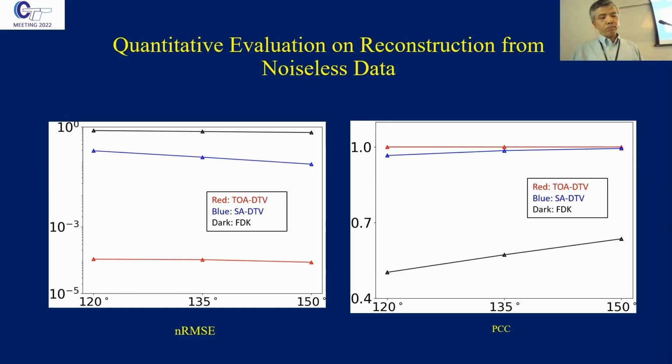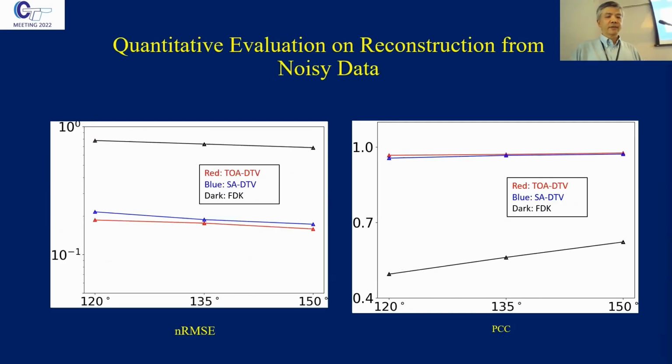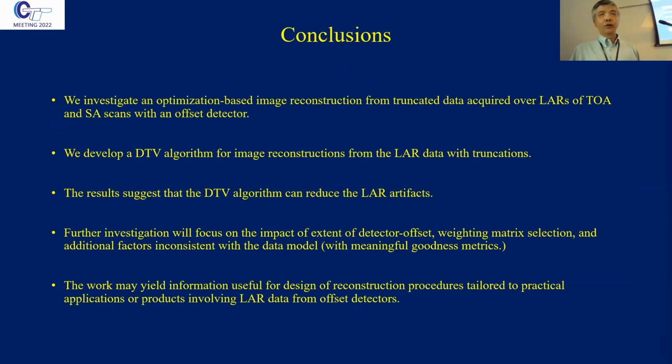In this case, the two orthogonal arcs give you the lowest root mean square, and both limited angular range cases give you more or less the same PCC. And this is for the noisy case. The trends are the same, but the magnitude is different, right? So this slide will conclude my talk. Not my talk, Dan's talk.